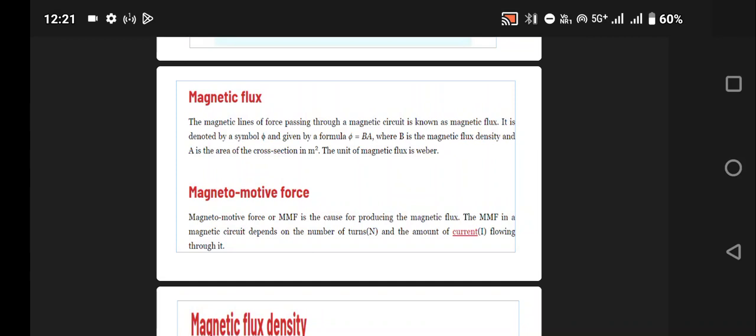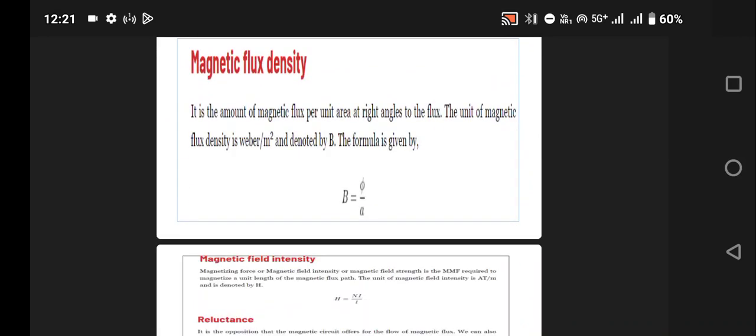The second definition is magnetomotive force, which is simply represented by MMF, which is producing the magnetic flux. The MMF in the magnetic circuit depends on the number of turns and the amount of current flowing through the circuit. The next definition is magnetic flux density. It is the amount of magnetic flux per unit area at right angles to the flux. The unit of magnetic flux density is Weber per meter square and is denoted by capital B. The formula is given by B is equal to phi by A.